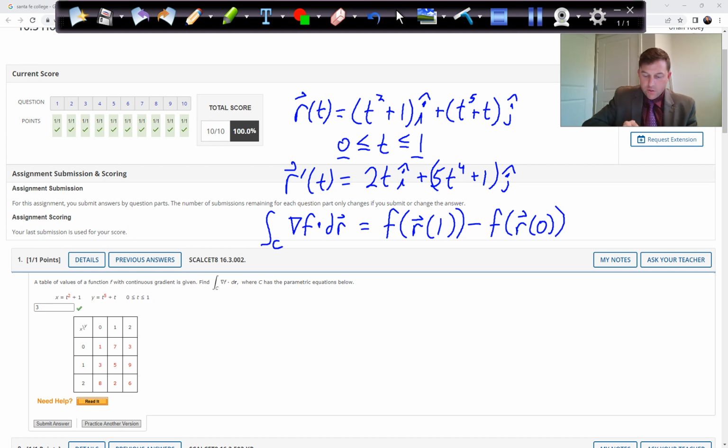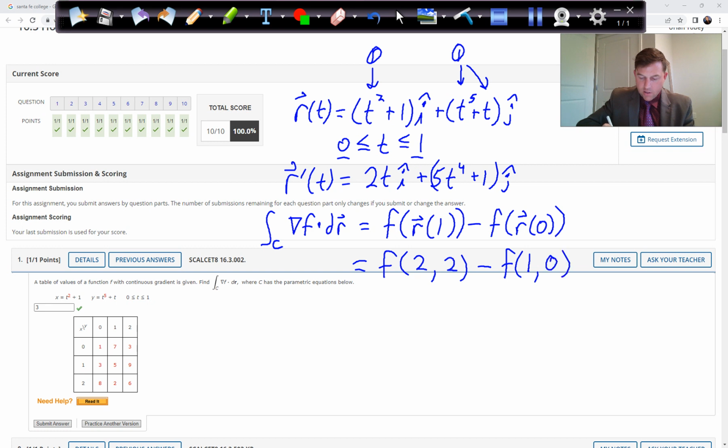But if we plug those numbers into the position vector, when we plug in 1 into r, we're going to get 2 in the i and 2 in the j. So I'm replacing this t with 1 and then these two t's with 1. And you'll see that we'll get 2, 2. If we replace those two t's with 0, so we change this to 0 now, we're going to get 1 in the i and 0 in the j.